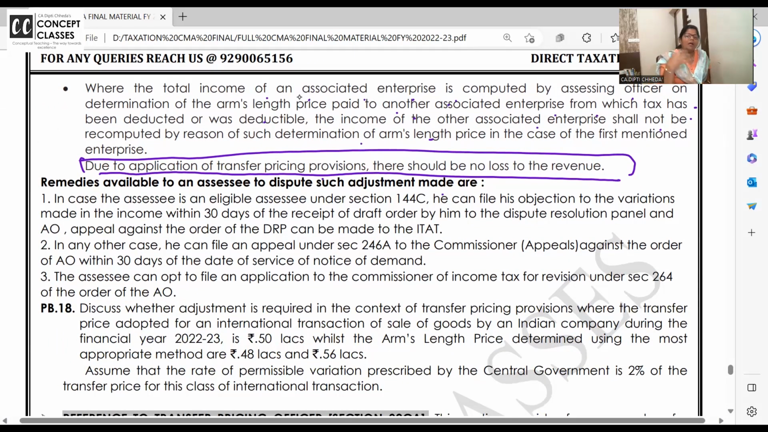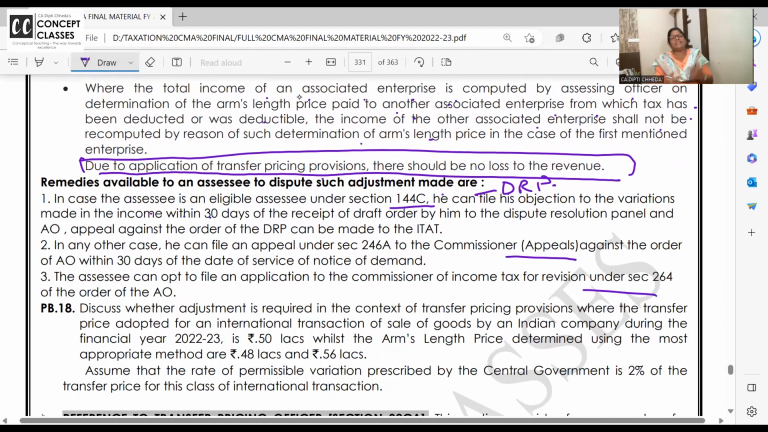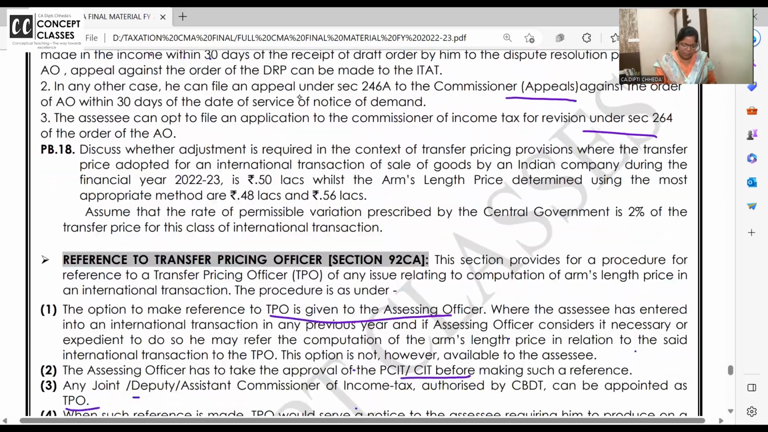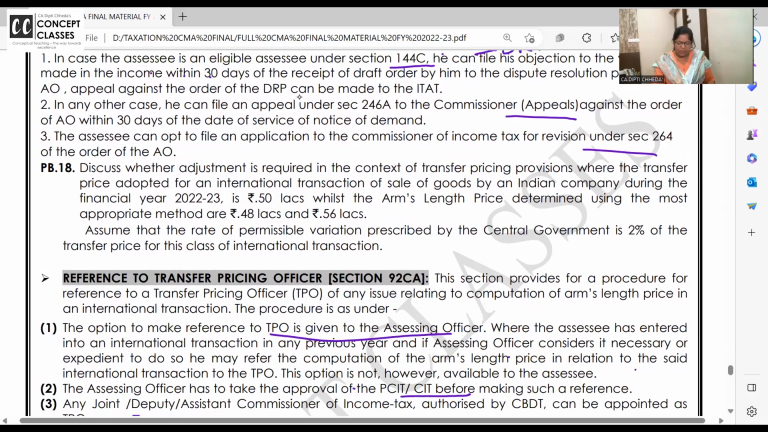अगर एओ ने हमारा एएलपी को चेंज किया, कुछ छेड़खानी किया और हमको लग रहा है गलत हुआ है, कैन वी फर्दर अप्लाई? यस. इन केस एसएससी इज एलिजिबल अंडर 144C DRP, डिस्प्यूट रेजोल्यूशन पैनल के पास जाओ within 30 days, or he can go for commissioner appeals within 30 days, or he can go for, matlab routine assessment procedures are open if AO has enhanced. Very beautiful 2-3 questions we will do now.